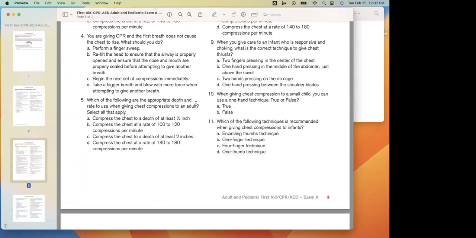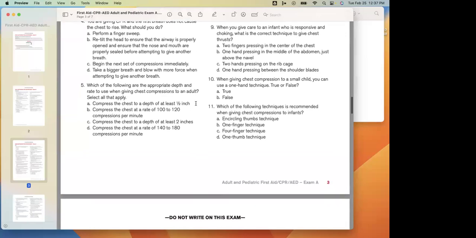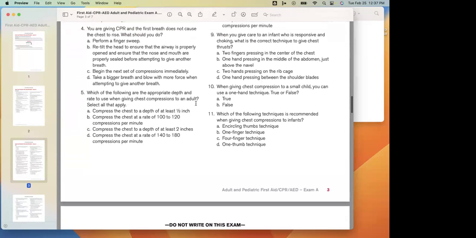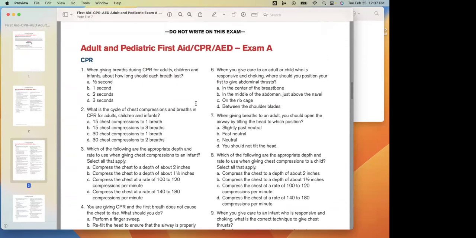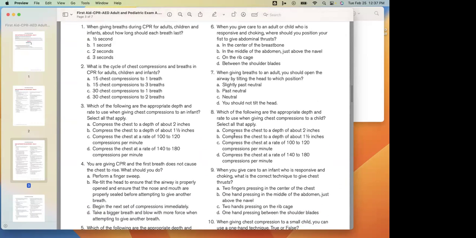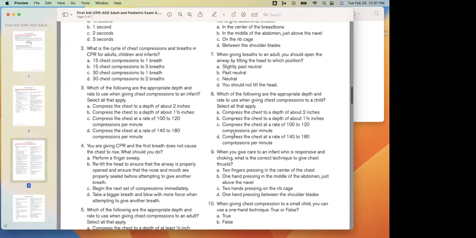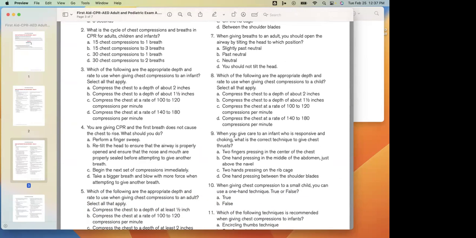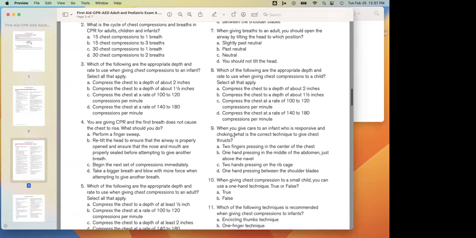Number 5, which of the following are the appropriate depth and rate to use when giving chest compressions to an adult? Select all that apply. Number 6, when giving care to an adult or child who is responsive and choking, where should you position your fist to give abdominal thrusts? Number 7, when giving breaths to an adult, you should open the airway by tilting the head to which position? Number 8, which of the following are the appropriate depth and rate to use when giving chest compressions to a child? Select all that apply.